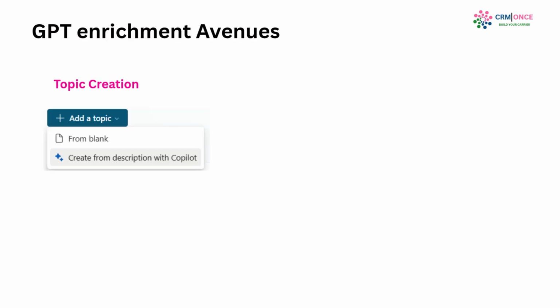1. Topic creation with Copilot. In the traditional process, you'd manually add a topic. Now, with Copilot integration, you can choose create from description when adding a topic. Simply type a prompt describing what your bot should do, and Copilot auto-generates the conversation flow. This is a classic example of prompt engineering in action. The better your description, the better your topic gets built. It's a great productivity boost for both beginners and advanced bot designers.